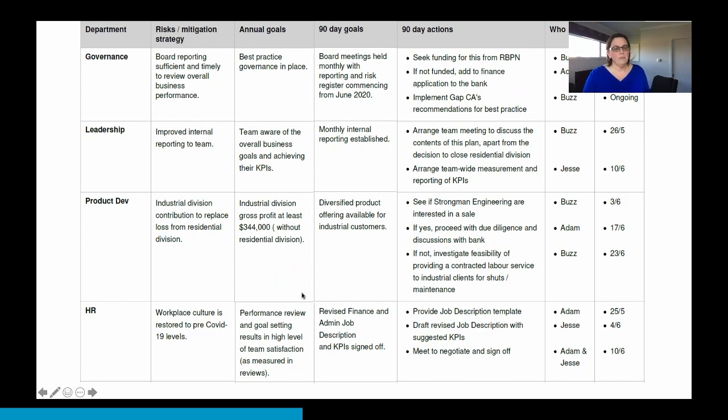So what you can see from this is that this section is quite detailed. It requires quite a lot of work. It requires quite a bit of soul searching, looking at the business and understanding what's going on.